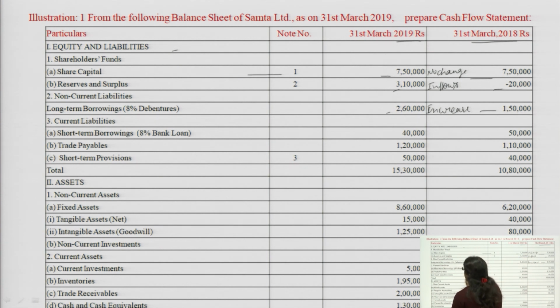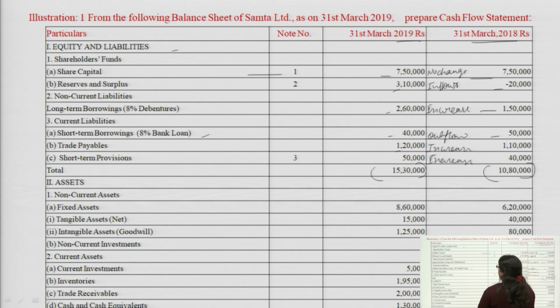Now the current liabilities. Short term borrowings, the 8% bank loan, was earlier 50,000 and is now 40,000, meaning some payment has been made, an outflow. Trade payables were 1,10,000 and are now 1,20,000, increasing. Short term provision was 40,000 earlier and is now 50,000, again increasing. In total, the liabilities are increasing.